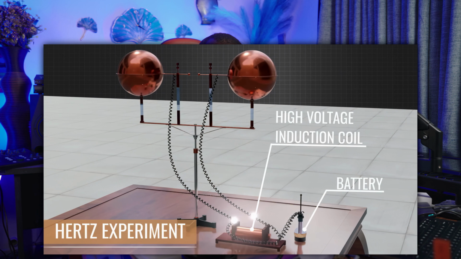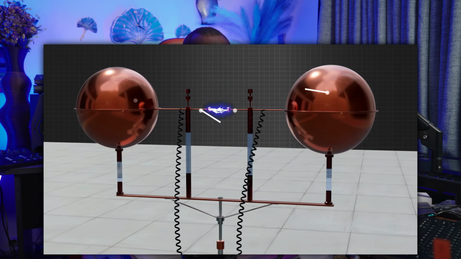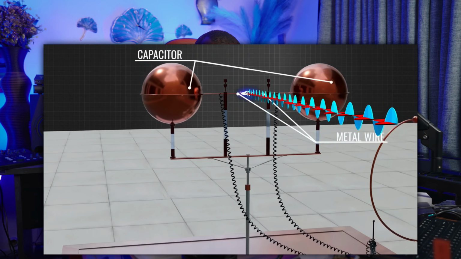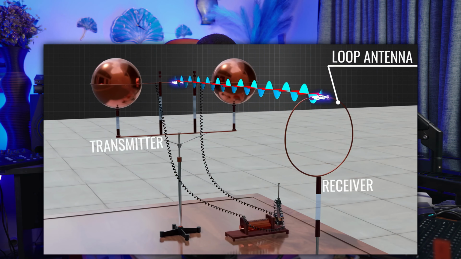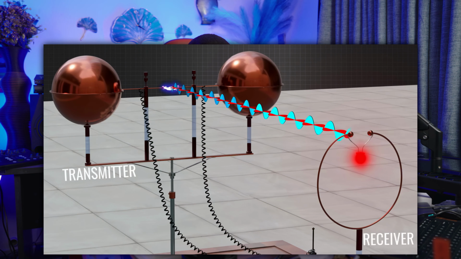A tiny spark would also jump across the gap in his detector loop without any physical connection. There was no physical connection between his transmitter and the receiver. When the high voltage is applied, that same spark, as it goes across this one, it also goes across the other one. This was the first undeniable experimental evidence of electromagnetic waves propagating through space.